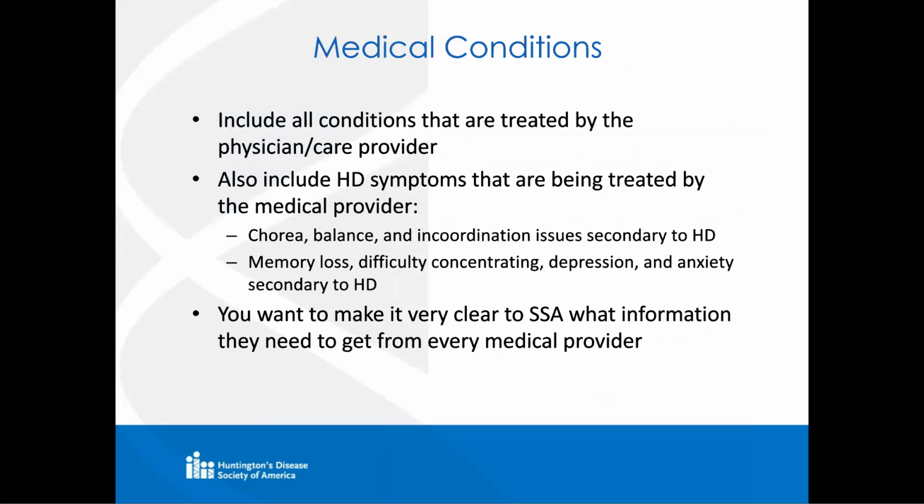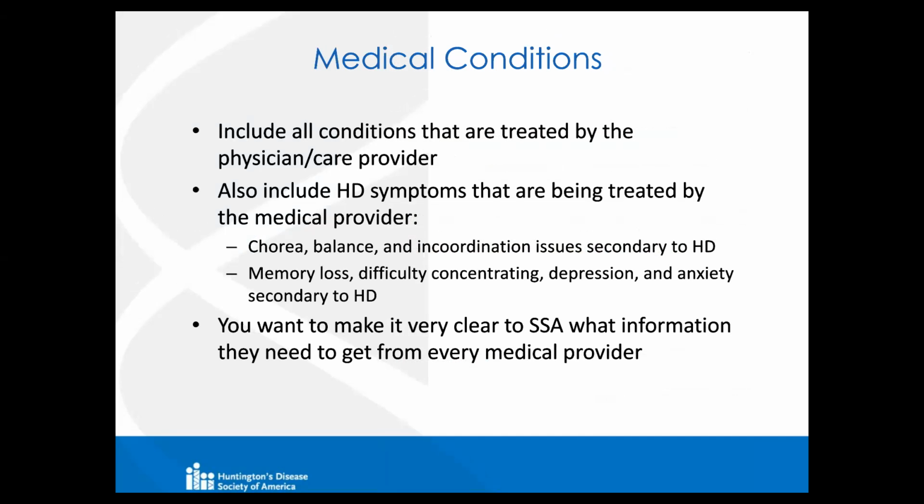So if you're talking about your neurologist, you could say you have chorea, balance, and coordination issues secondary to HD. Or you have memory loss, difficulty concentrating, depression, and anxiety secondary to HD. Because you're indicating that you're being treated for your HD, but also giving specific symptoms and limitations that you're experiencing because of your HD. Again, anytime you have an opportunity to include symptoms and limitations, include that information in the application. You're doing this because you want to make it very clear to Social Security what information they need to get from every medical provider.